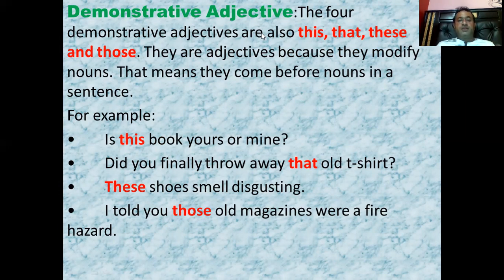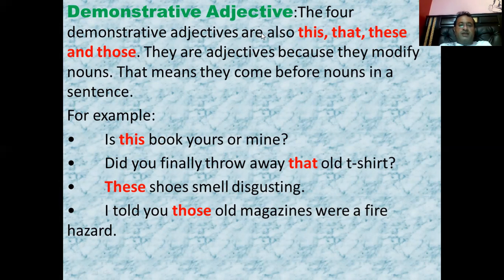But in this book is mine, now this is being used along with the noun. Now it has become a demonstrative adjective. So whether the words this, that, these, or those are demonstrative pronouns or demonstrative adjectives is a bit tricky, as it depends upon their use. If they are along with the noun, just coming before the noun, then they are demonstrative adjectives. And if they are away from the noun, then they are demonstrative pronouns.